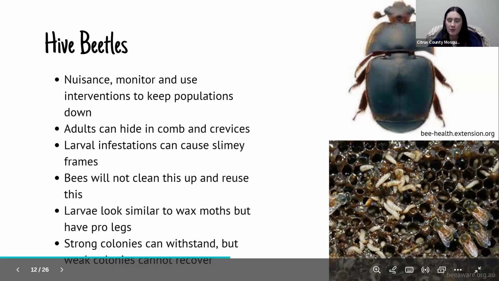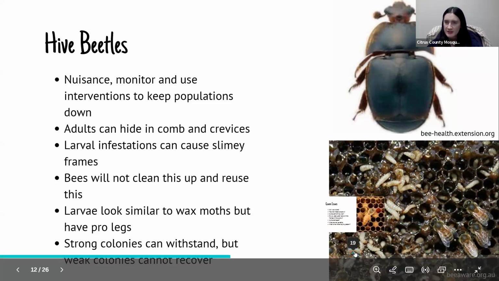But the adults can hide in comb and crevices, and so that's why we say don't give them too much empty space. Otherwise, it's just going to be a hive beetle factory in there. Larval infestations can cause slimy frames, and that's what's pictured down here at the bottom. And the bees will not clean this up and reuse it. They think this is gross, it stinks, it's nasty, and they don't want anything to do with that. The larvae will look similar to wax moths, so once you see the worms, you might wonder whether it's wax moths or hive beetles. But if you see this slime, that's definitely hive beetles.